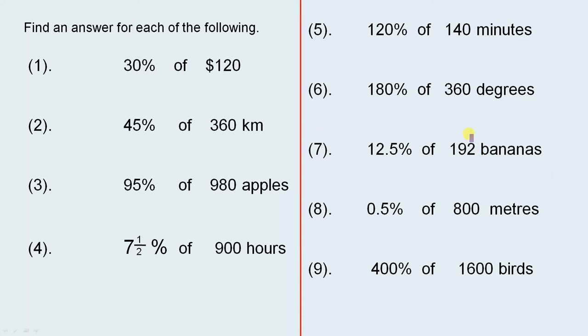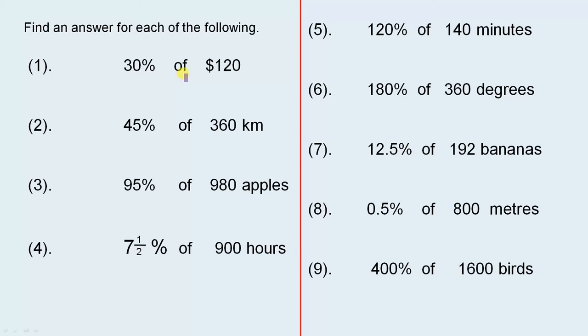So very basically, in the lesson we were told that when we're finding a percentage of any quantity, there are three things we have to do. The first one is you change the percentage part to a fraction. So 30% has to be changed to a fraction. That's the first important step.